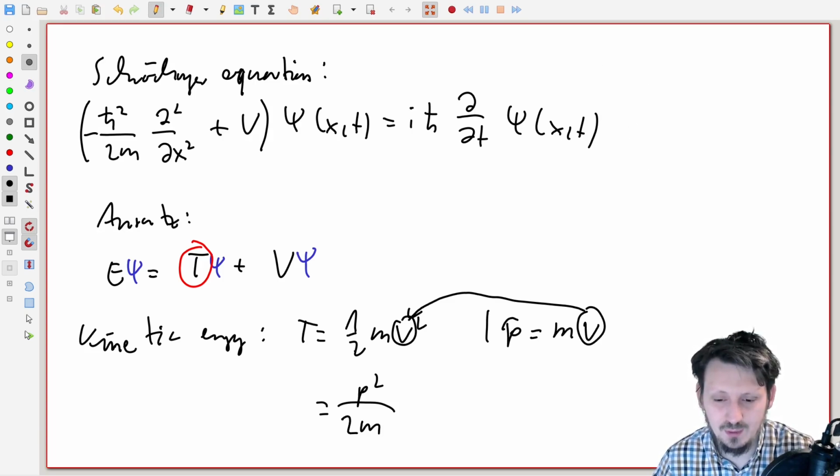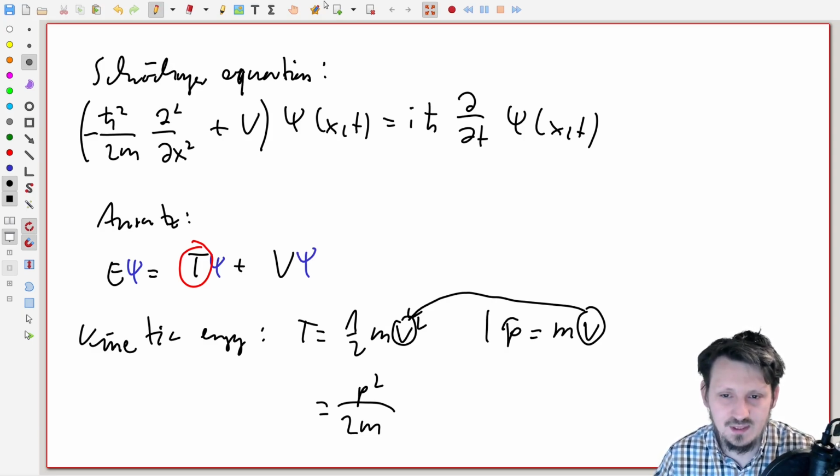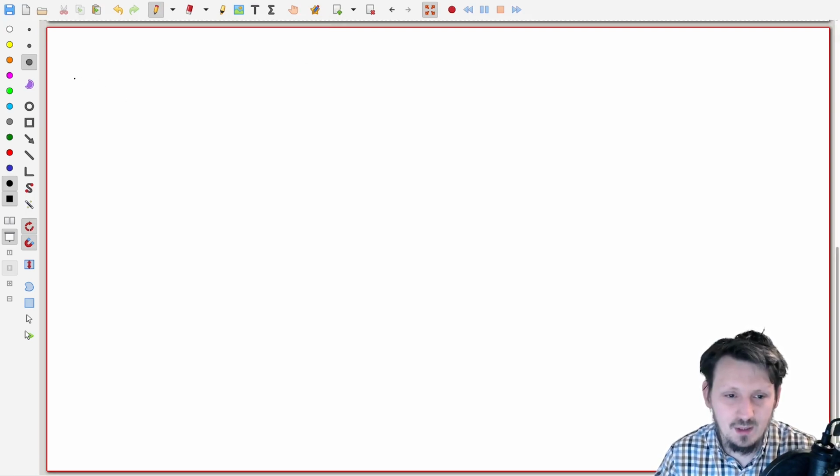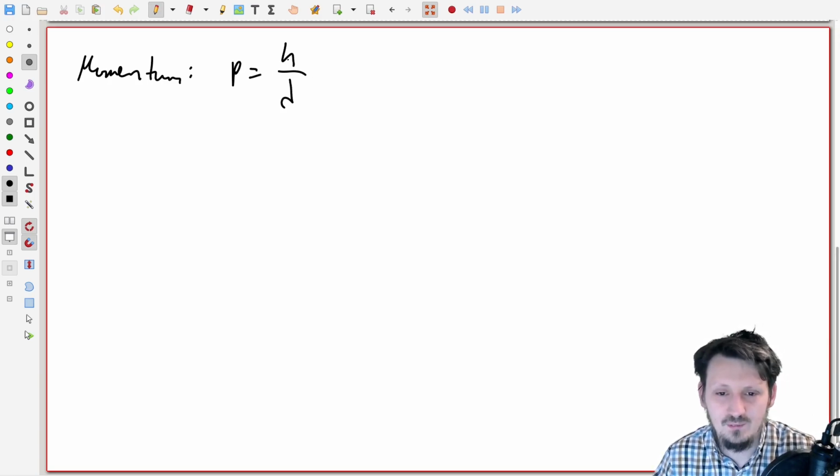Now we have a connection between p and T. The question is, of course, in quantum mechanics, what is the momentum p? For that, we have to take the so-called de Broglie wavelength into account, which means that the momentum is equal to the Planck constant h divided by the wavelength of that particle, lambda.